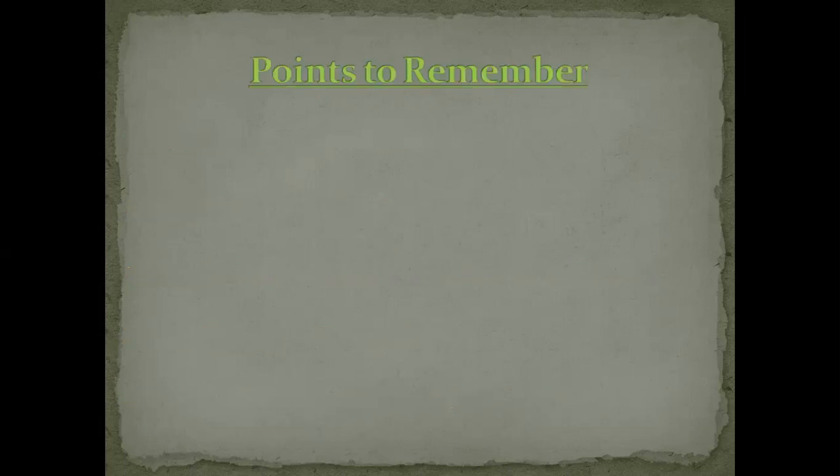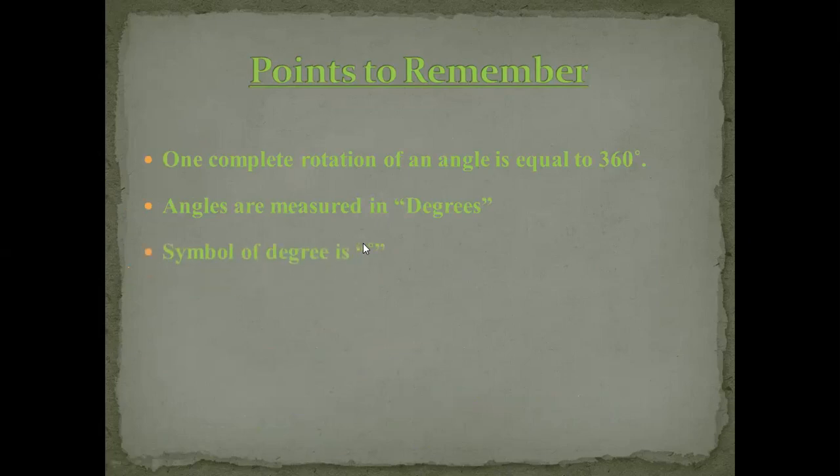Next, I just want you to remember these points. First, one complete rotation of an angle is equal to 360 degrees. Second, angles are measured in degrees. The symbol of degrees is a small circle made on the top of a number. And the equipment used for making angles is called a protractor. Students, this is all about the previous session that we have already learned.